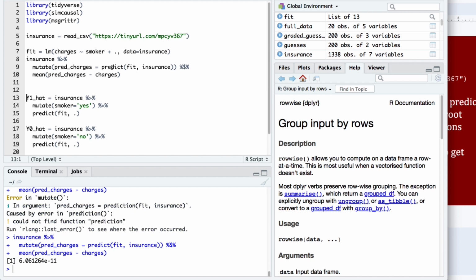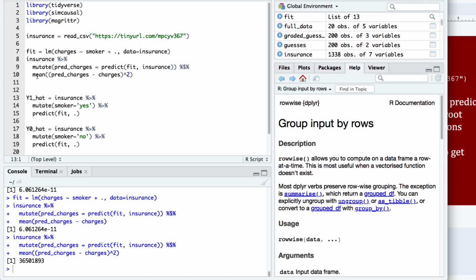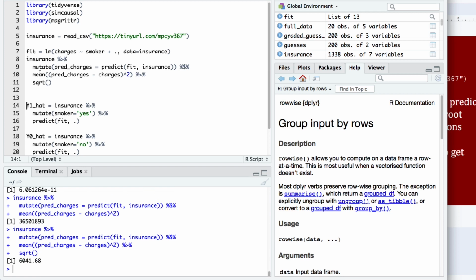It'd be helpful if I call the right function. Oh, and I need to do squared, sorry. Okay, so this is the mean squared error, and let's just take the square root of that. So we have root mean squared error.